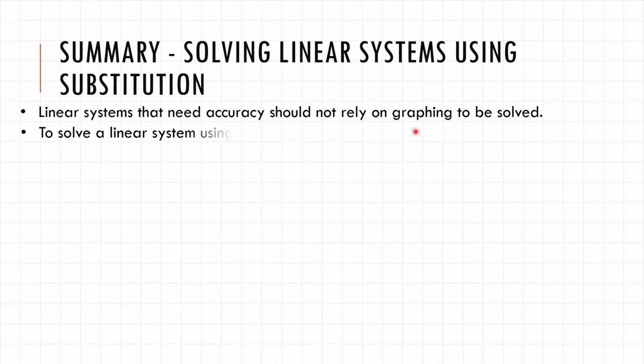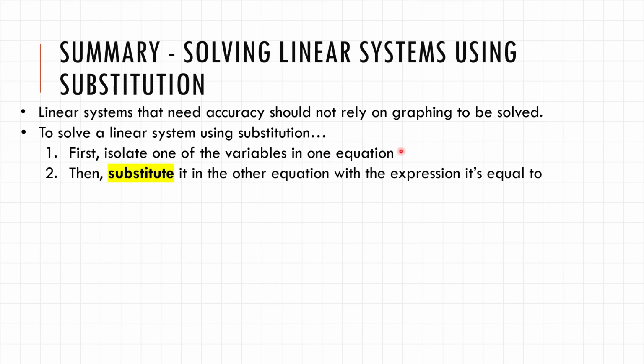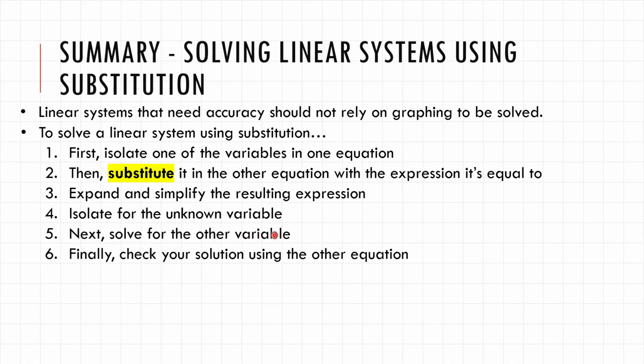To solve a linear system using substitution instead, which is far more accurate and accessible, first, like we said, isolate one of the variables in one of the equations, substitute that expression into the other equation, and then expand and simplify and isolate that unknown variable. Once you've found it, solve for the other variable by using the other equation, and then check your solution at the end.